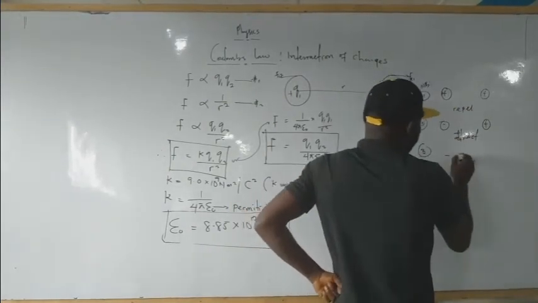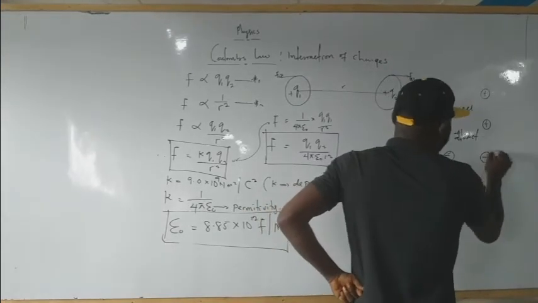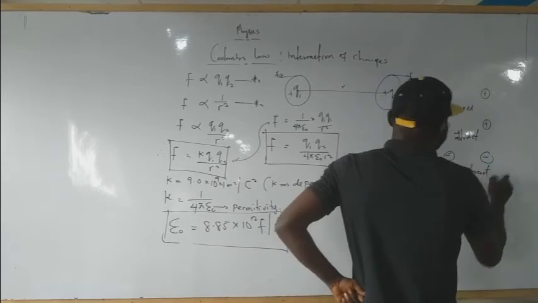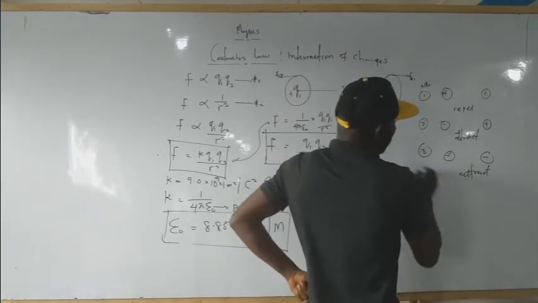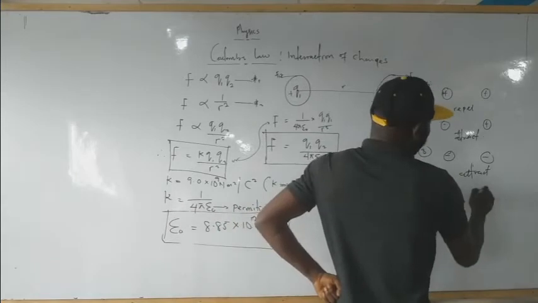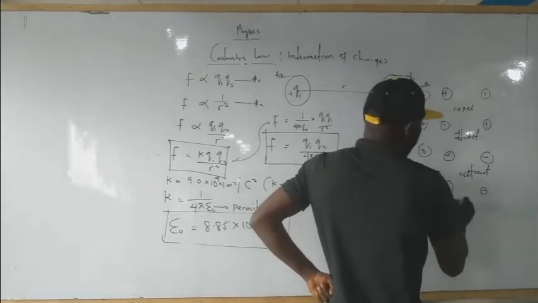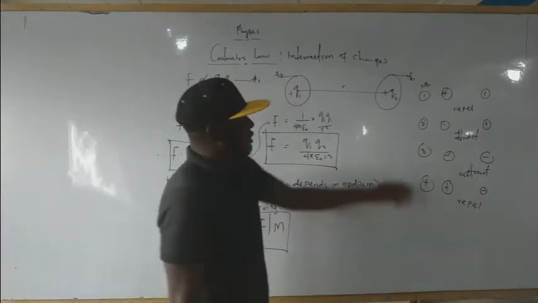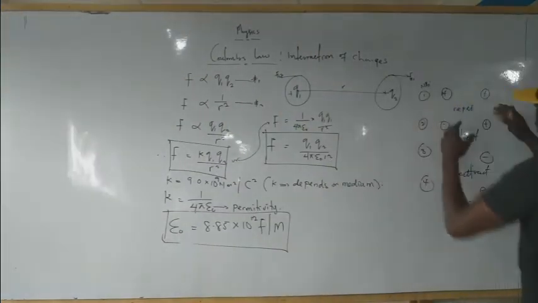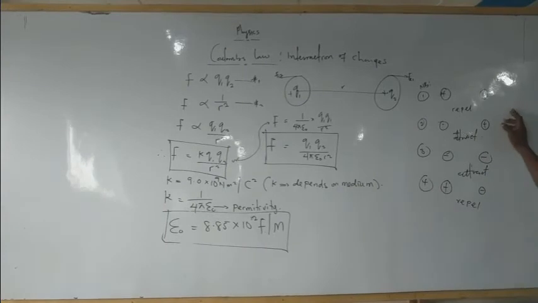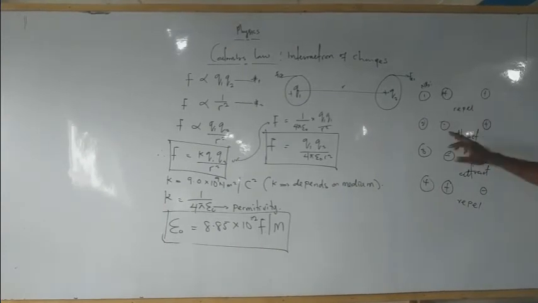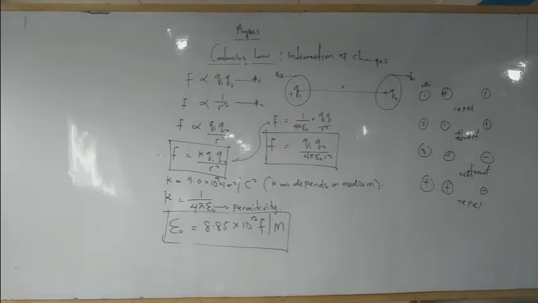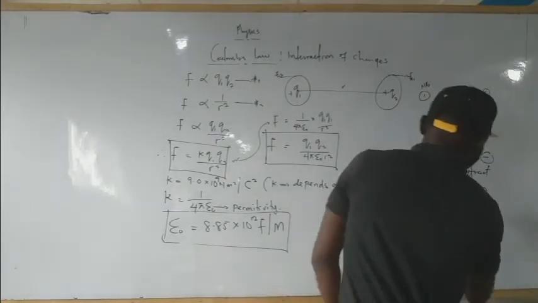Positive, positive, we also what? Attract. While what? The fourth one, we can have positive and negative, we will repel. Okay, so from here we can deduce that same charges what? Attract, different repel. Okay, same repel, different attract, same attract, different will also what? Will repel.